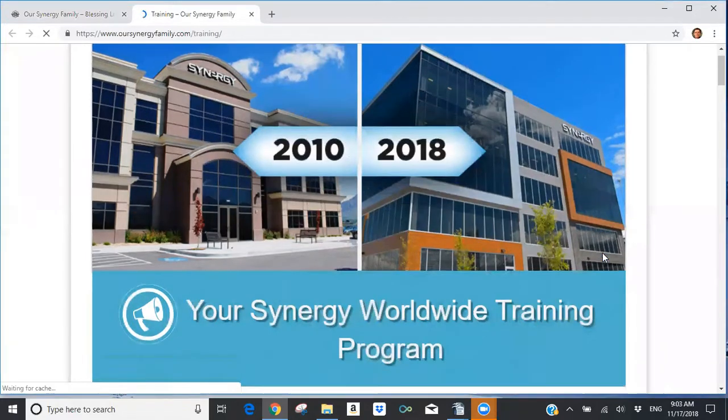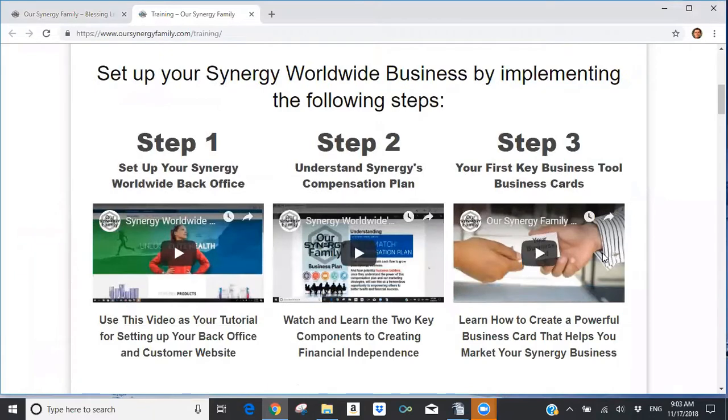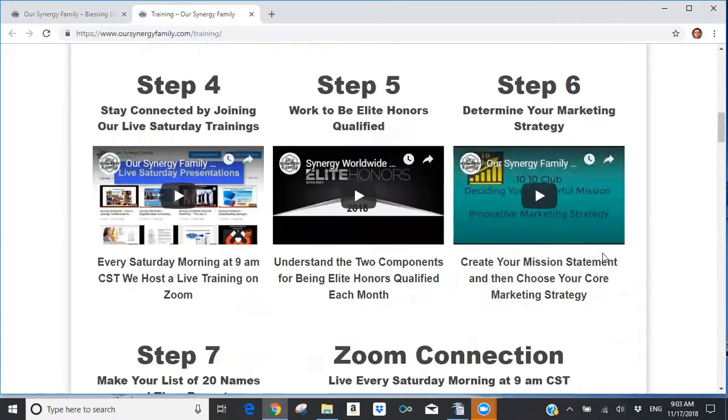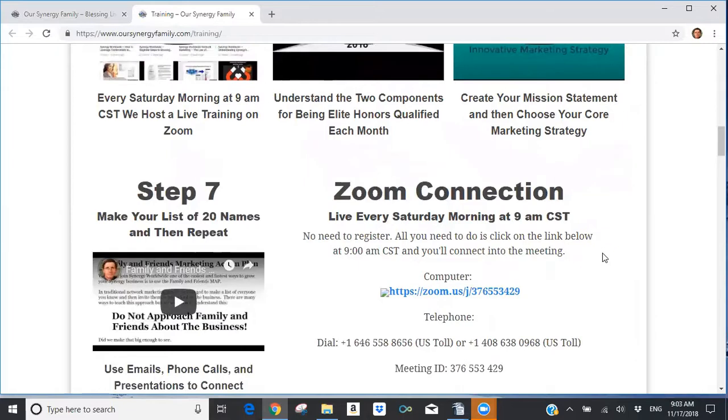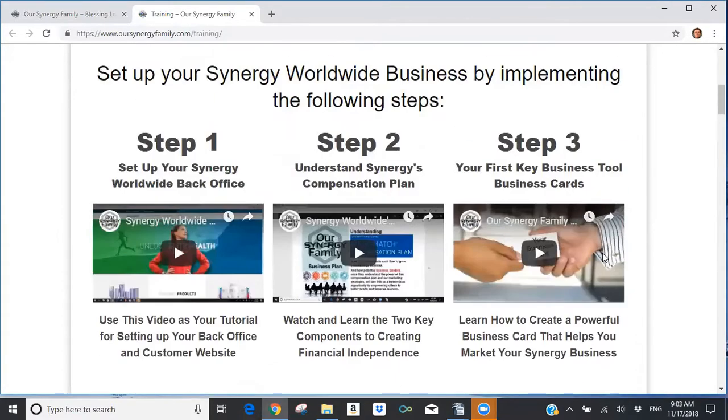And as you scroll down, you're going to notice that we have some steps. It's important for you as well as your new distributors to go through these 7 different steps. There's 7 steps that we recommend that people take to begin the process of building the infrastructure to operate a successful Synergy business. And the first one is to have them set up their back office in Synergy Worldwide. We have a training video that you can click on, as well as there's some new resources that Synergy Worldwide has created that will help a person understand how to set up their back office and be able to use that back office effectively.